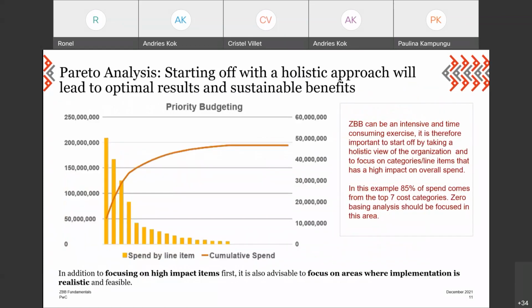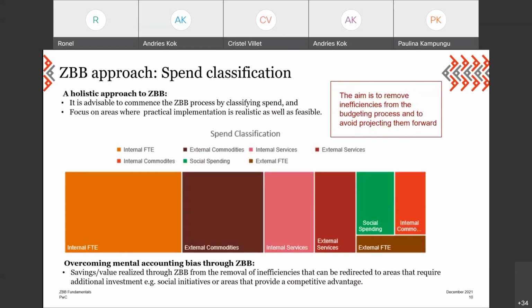Yeah, again, if we use the government example here, you may want to actually increase your spend on social spending. In which case you might focus on your external commodities and external services, which is basically your supply chain, where you are contracting with external suppliers. You might start your ZBB process there, remove inefficiencies, and invest them into other areas like your internal FTE or your social spending, whatever the case may be.